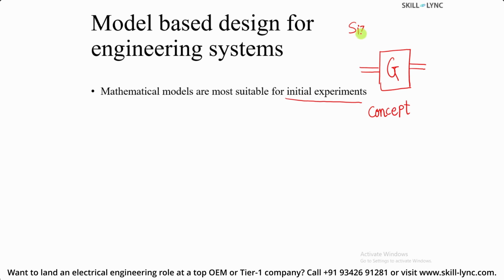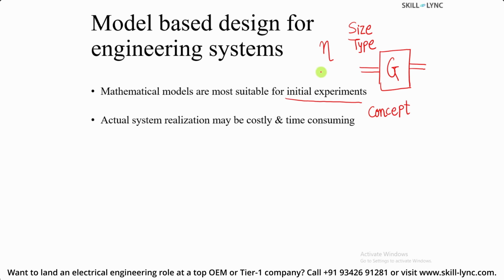So you may be interested in deciding the size, or the type, or what is going to be the overall efficiency, right? For this you must start with a basic mathematical model. Sometimes the actual system realization may be costly and time consuming, right? So you may do various experiments with different sizes and different types, but you may not actually manufacture all of your concepts, right? Once you have a foolproof or very well tested concept in a modeling and simulation environment, then only will you go for realization or for making one, right? So the actual system realization may be costly and time consuming, right?